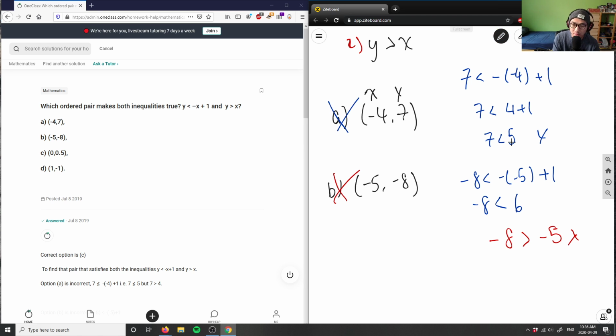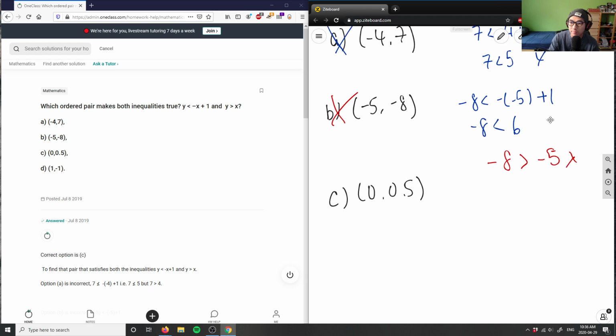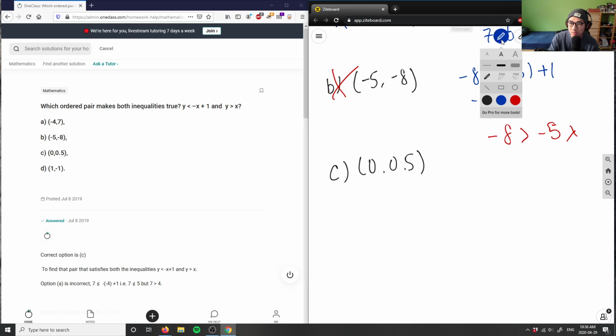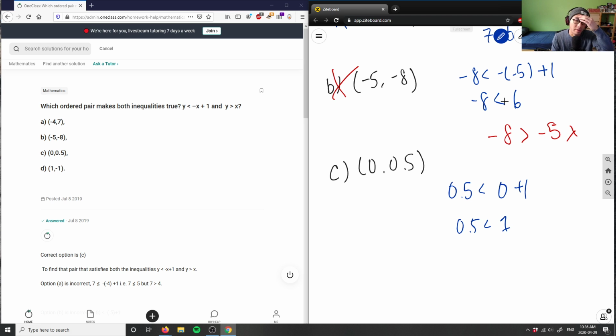Let's try C here. C states that this is 0 and 0.5. So again, the y value is 0.5. It is less than -x, which is 0, plus 1. 0.5 is definitely less than 1, so this is good. And then is y greater than x? I have 0.5 greater than x, which is 0, and this is also correct, right? Because 0.5 is greater than 0. So C is the only ordered pair that makes both inequalities true. So C is the correct answer.